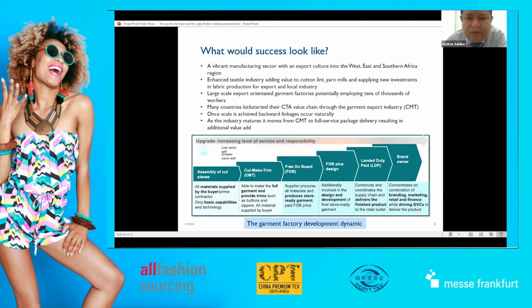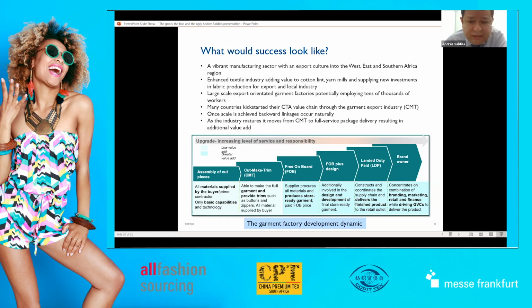That pulls the investment; the private sector understands there's money in it. And most of the factories around the world started like that with the CMT. And then once the business was growing, they needed to incorporate the rest of the chain into their business schemes. As the industry matures, it moves from CMT to full service package delivery, resulting in additional value add.